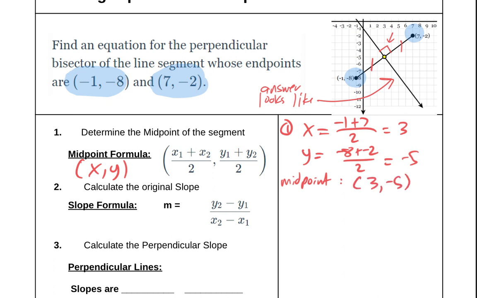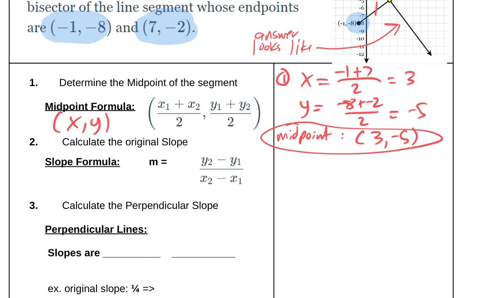Okay, now what I want to do is I want to just circle that for right now, because that's something we're going to use later. It's not our final answer, but we're just going to circle that.